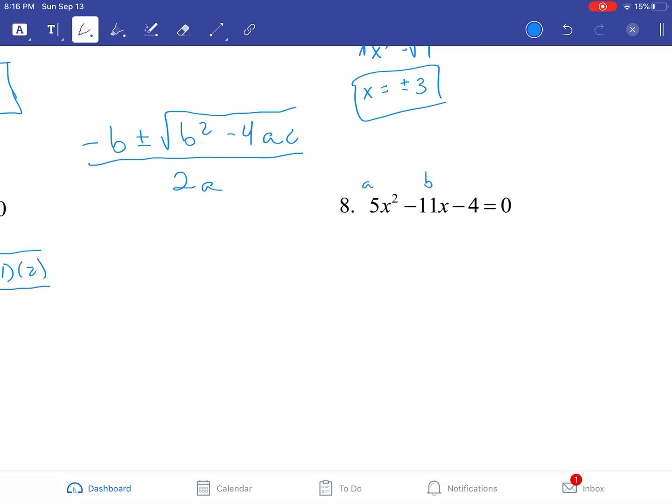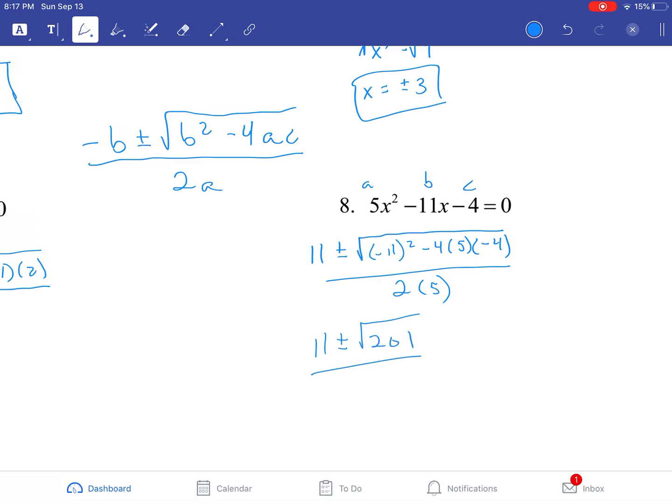So this is our A, B, and C terms. So you're going to have, if B is already negative, positive 11 plus or minus the square root of negative 11 squared minus 4 times 5 times negative 4, divided by 2 times 5. Now again, I would highly recommend you do the part underneath the square root all at once. So you have negative 11 squared minus 4 times 5 times negative 4 gives you 201. So we have positive 11 plus or minus the square root of 201, all divided by 10. We're going to keep it just like that.